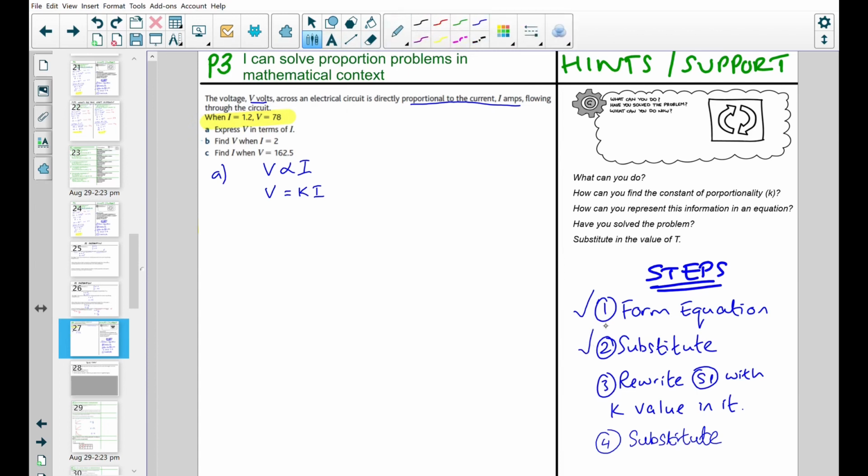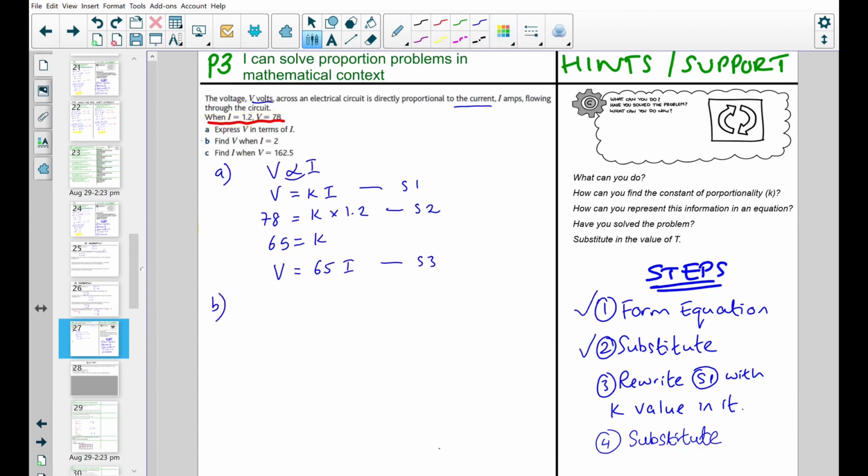Next step, substitute: V equal to 78 equals k, the constant we're trying to find, multiplied by I, which is 1.2. Divide by 1.2 on both sides gives me k equals 65. This is step 1, substitution is step 2, and then step 3, I substitute k back in step 1, so V equals 65 I. This is my answer for the first question, part A.